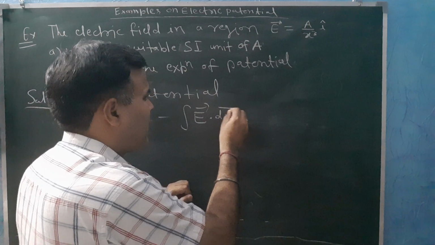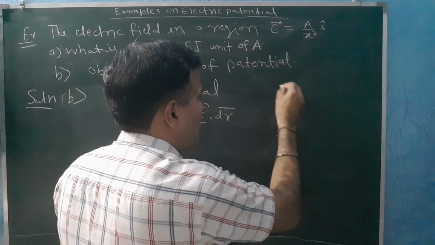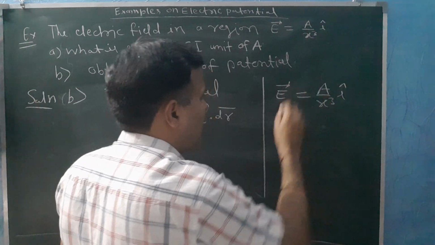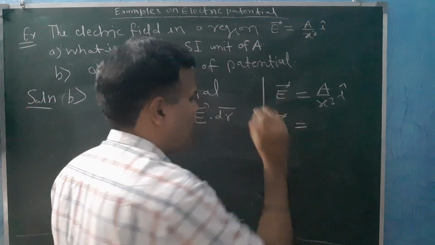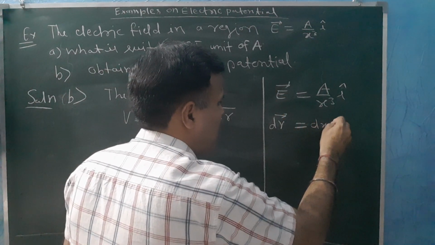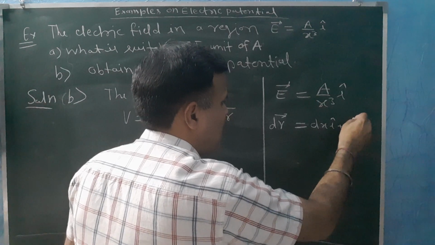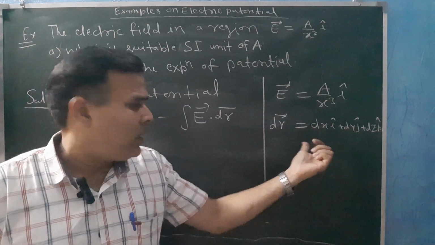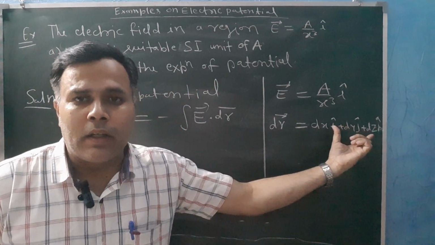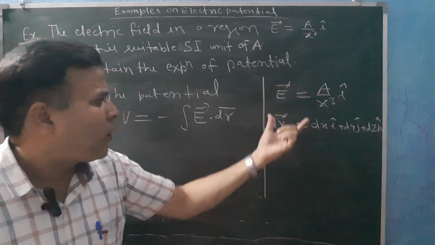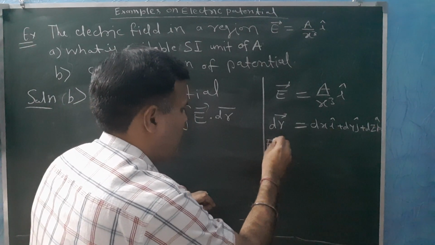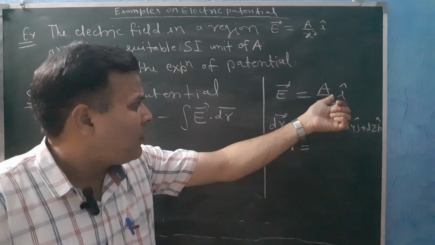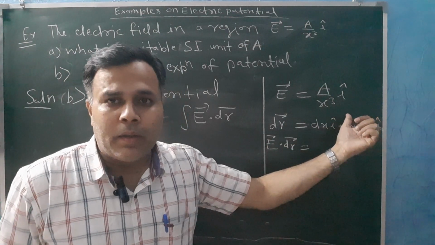E is a vector, and dr is also a vector. We have information about E, which is A upon x cube i cap, and dr is again a length vector, which is dx i cap plus dy j cap plus dz k cap. So we can express our length element, a vector, in 3 dimensions. Now taking the dot product of E dot dr, our E is only along i cap.